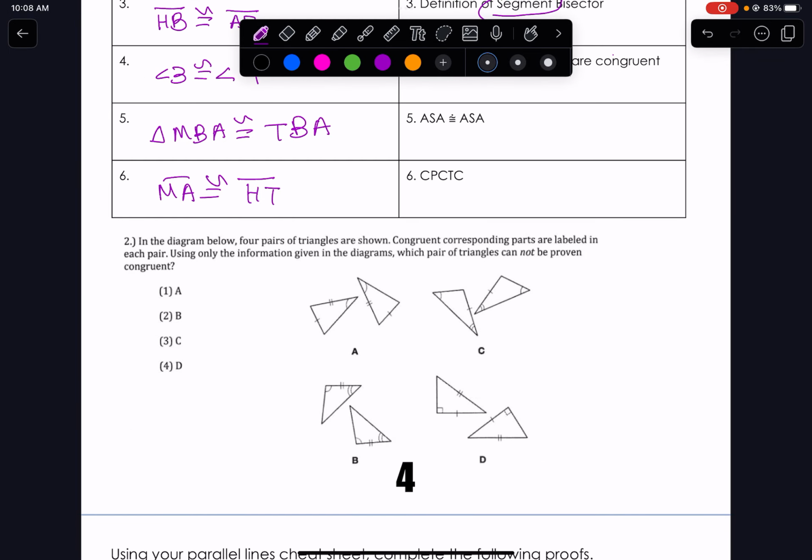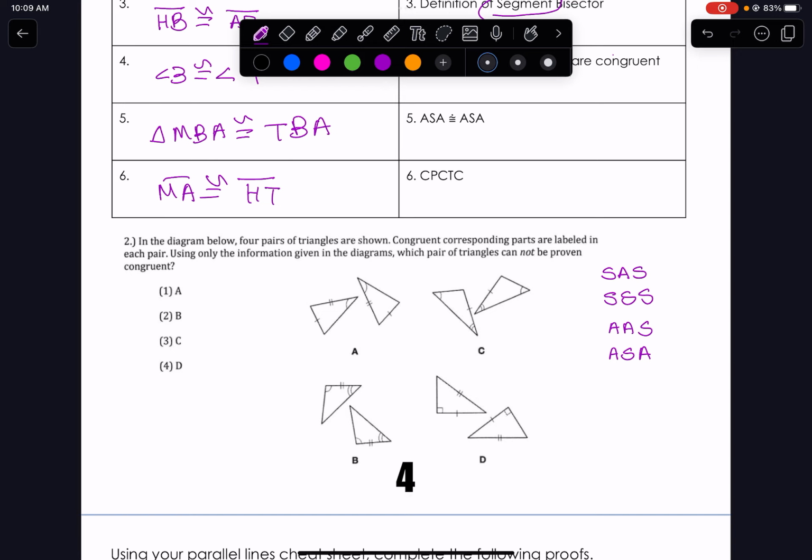In the diagram below, 4 pairs of triangles are shown. Congruent corresponding parts are labeled. Using only information given, which pair of triangles cannot be proven congruent? So our valid methods for congruence are side, angle, side; side, side, side; angle, angle, side; and angle, side, angle. You should not be writing down any bad words on your paper.